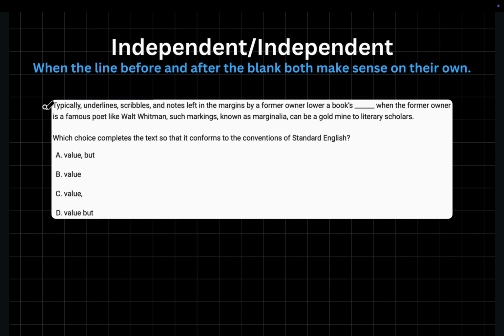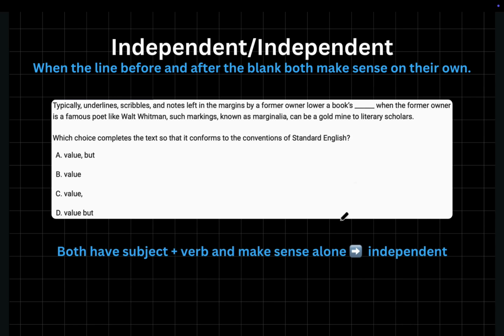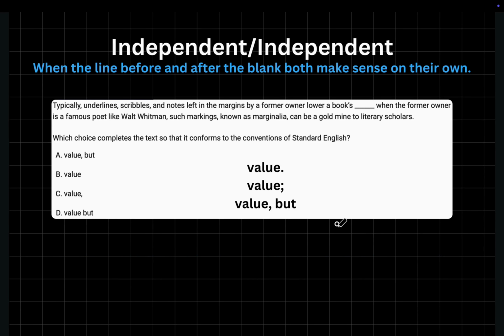Let's read it. Typically, underlines, scribbles, and notes left in the margins by a former owner lower a book's value. This makes sense on its own, of course. What about the line after the blank? When the former owner is a famous poet like Walt Whitman, such markings known as marginalia can be a goldmine to literary scholars. This also makes sense on its own, so it is in the independent format, meaning that we have three options to choose from: value, period, or value, semicolon, or value, comma, but. I chose but because that's the fanboy offered in the choices. Okay, so which choice matches one of our three options? Choice A, so it is the correct answer.